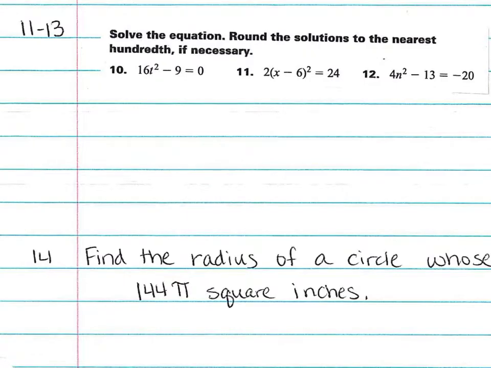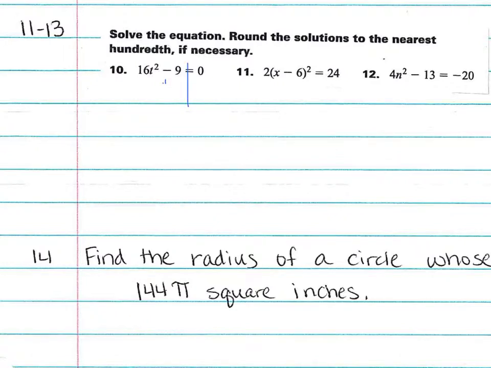On questions 11 through 13, you will be solving the equation, rounding the solutions to the nearest hundredth if necessary. It doesn't specifically say how you have to solve the equation. You could do this by graphing on your calculator, or you could do it algebraically, and that's how I'm going to do these 3. So for number 10, we have 16t squared minus 9 equals 0.